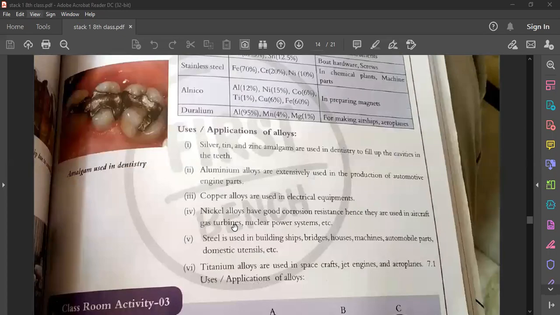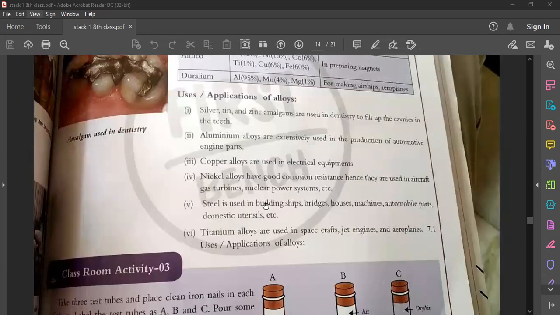Okay. So just go through the applications of these alloys one by one. If you have any doubts, you can ask me.